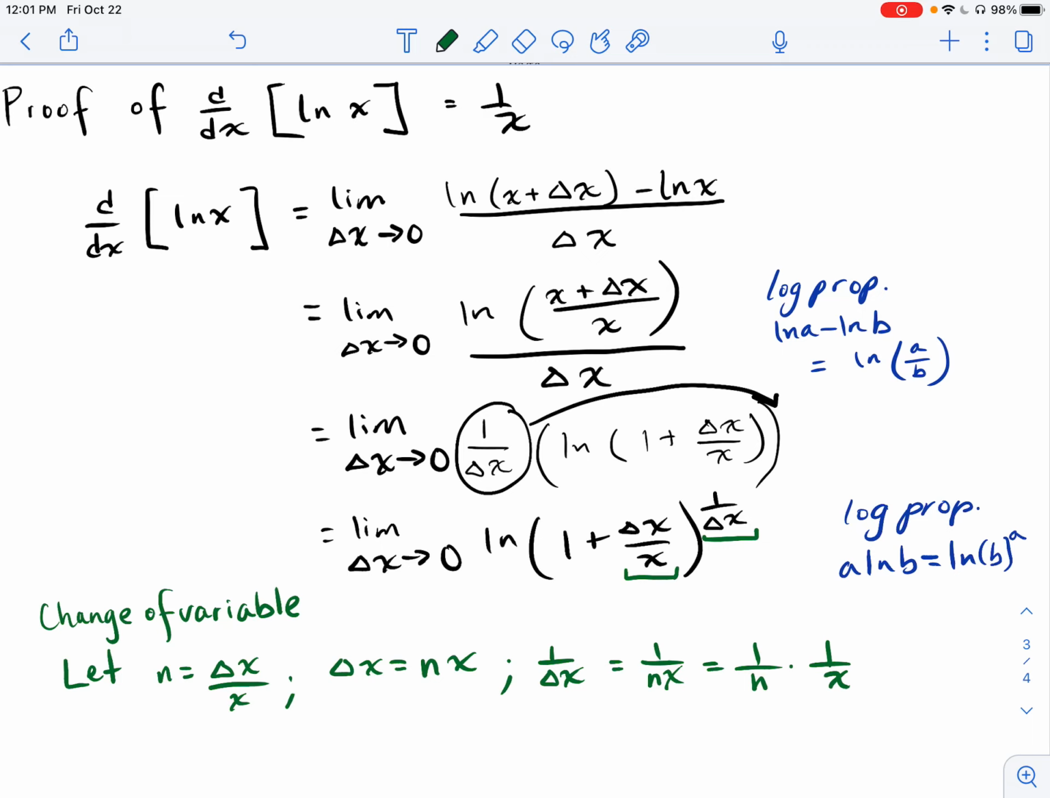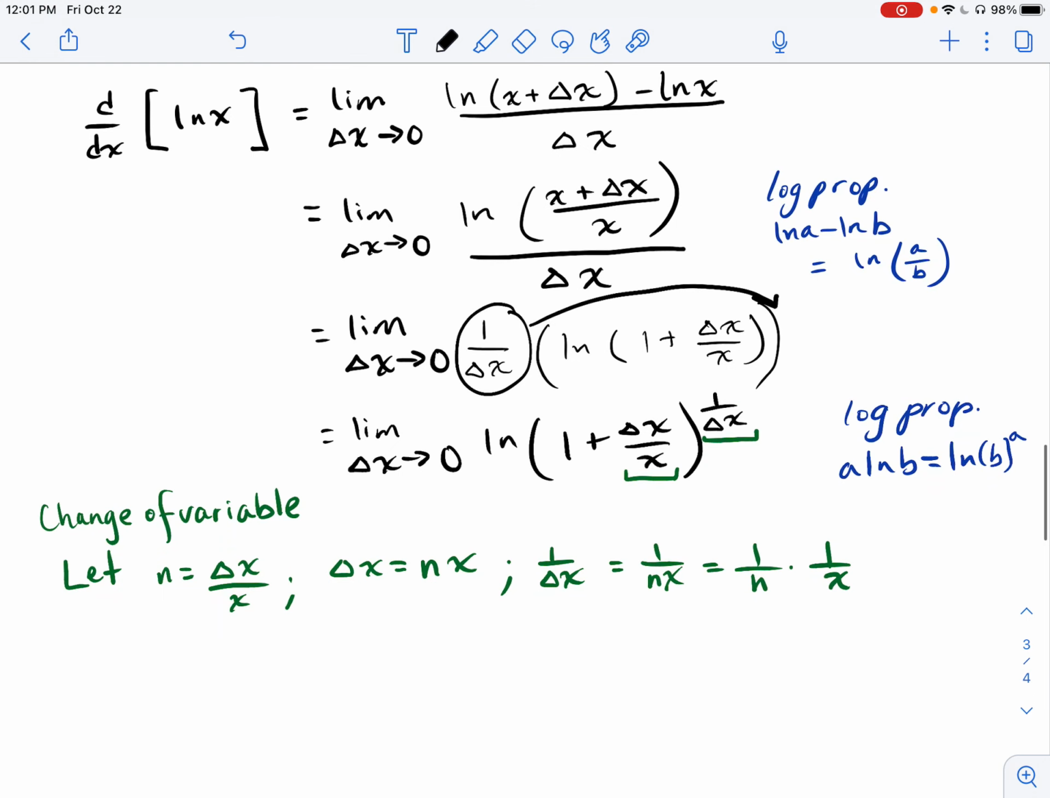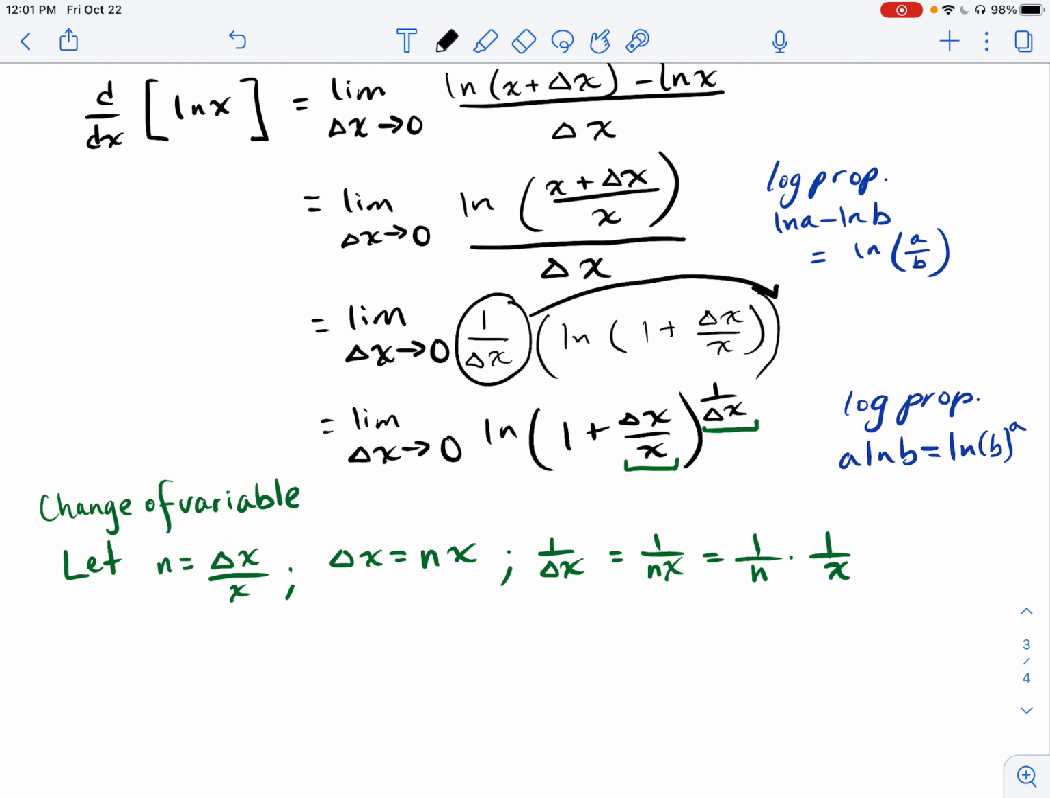Okay? So I've just redefined a couple of variables here, which I'm now going to make the substitutions. So what I'm effectively saying now is the following.